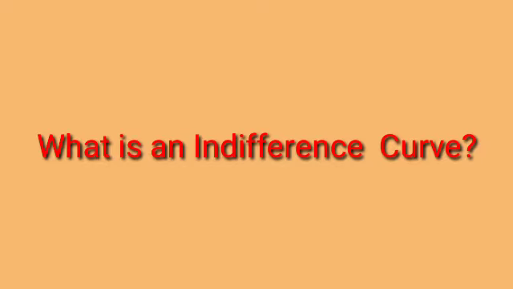Then what is an indifference curve? The various combinations of two commodities are plotted, and the locus of all the points forms a curve called the indifference curve.